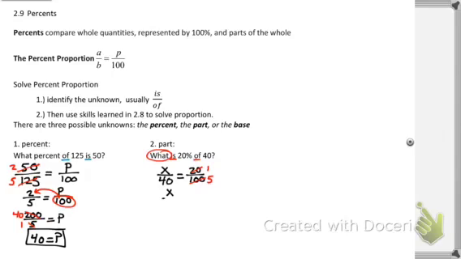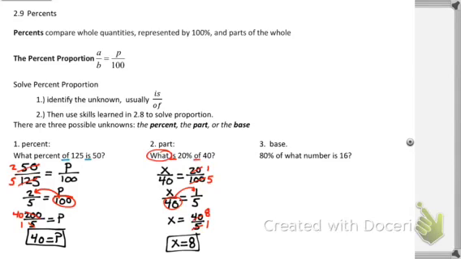So here the 20 over 100 reduces to 1/5, and now what we have to do is bring the 40 up and over, and then that tells us x is equal to 40 over 5, and that then reduces to 8. So x is just equal to 8. So what is 20% of 40? 8. And the last one is the unknown base. So 80% of what number is 16?